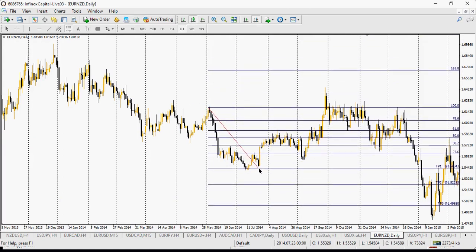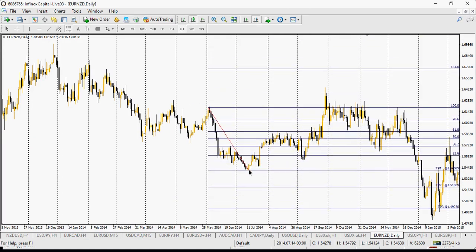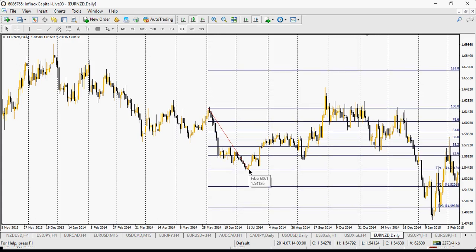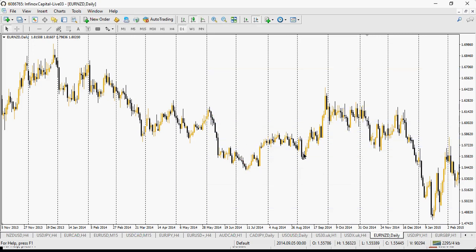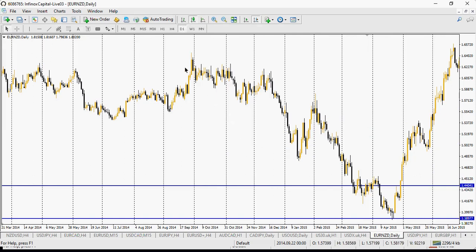Even if you did this, everything is not 100%, and I like to make sure you understand that. Here the market came into the golden zone beautifully, but it never reached our take profit one. It reached 23.6 and then it went up. So this is one place where it failed. Everything is not always 100%.